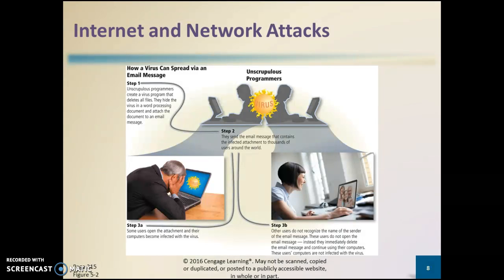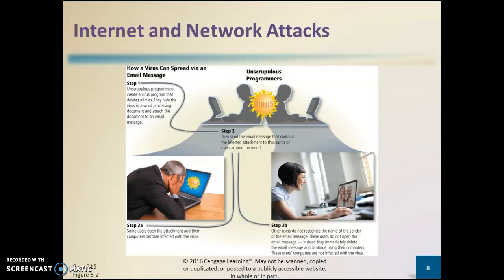How a virus can spread via an email message. Step 1. Unscrupulous programmers create a virus program that deletes all files. They hide their virus in a word processing document and attach the document to an email message. Step 2. They send the email message that contains the infected attachment to thousands of users around the world. Step 3A. Some users open the attachment and their computers become infected with the virus.